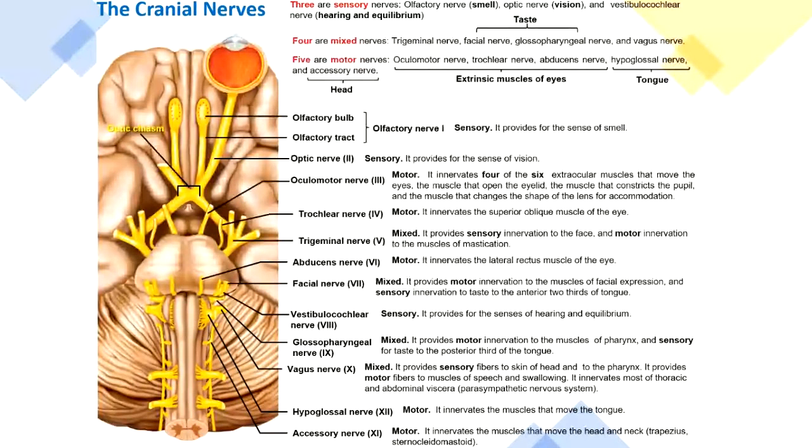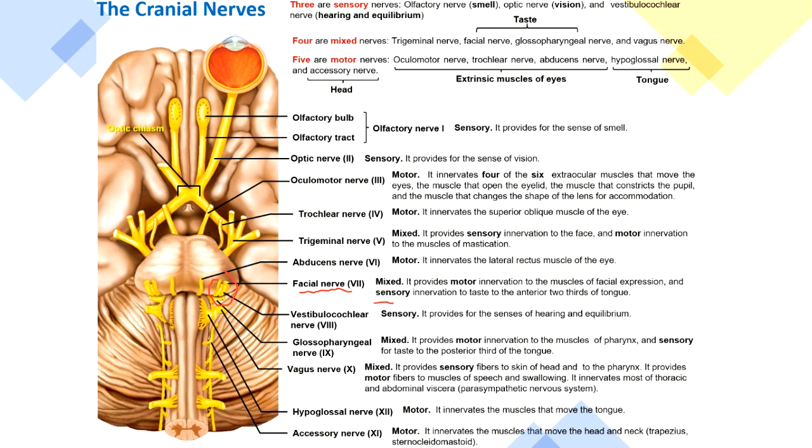Next we have the facial nerve, which is right next to the abducens. And this one is pretty simple. It's in the name. It provides motor innervation of your facial expressions. And it also provides sensory information about tasting. So you can move your face and it allows you to taste.